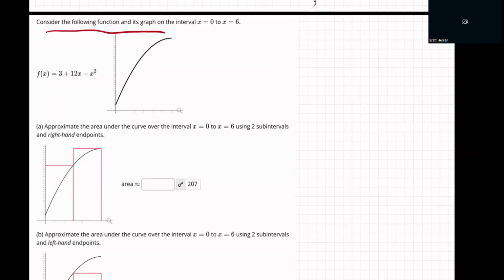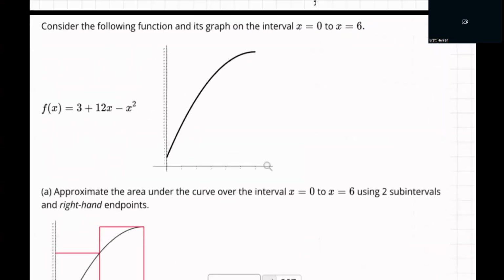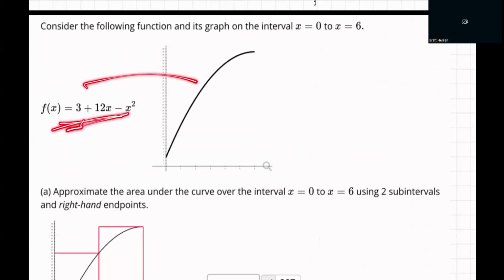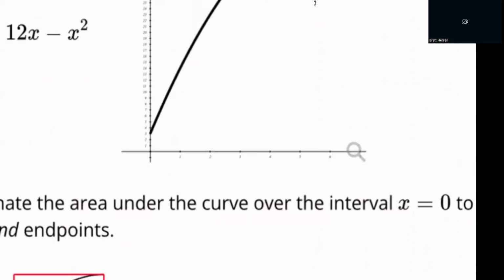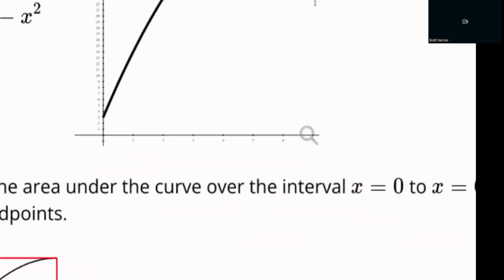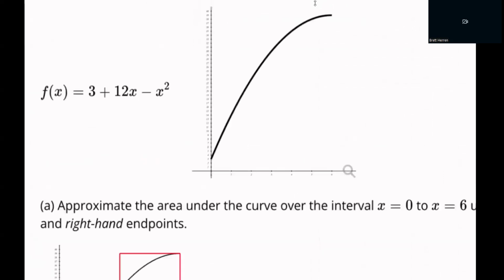Consider the following function and its graph on the interval 0 to 6. So here's a function, and there's its graph. It goes from 0 out to 6. You can see those little marks down there. This is 6. This is 0. So we're looking at the graph of a function that goes from 0 to 6.